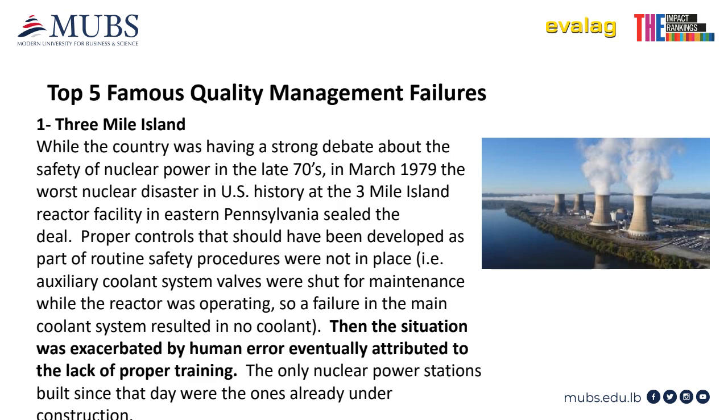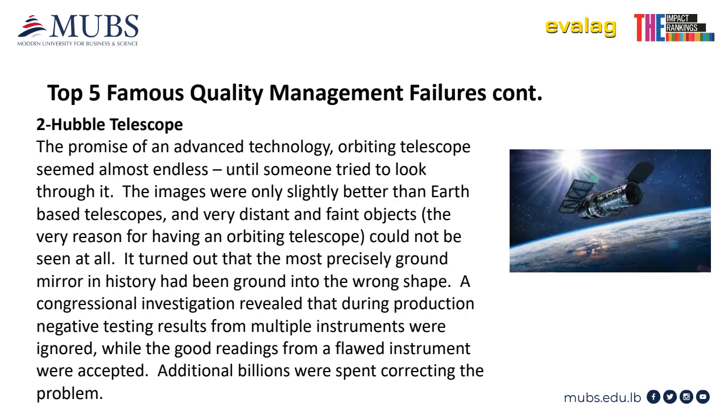So a human error had led to the worst nuclear disaster, in fact, and the only nuclear power stations built since that day were the ones already under construction. So it was a very bad experience, and after investigation, they found that the coolant system wasn't working because it was closed by human error for maintenance. So this is an example of quality management that led to a great failure. The second is the Hubble telescope.